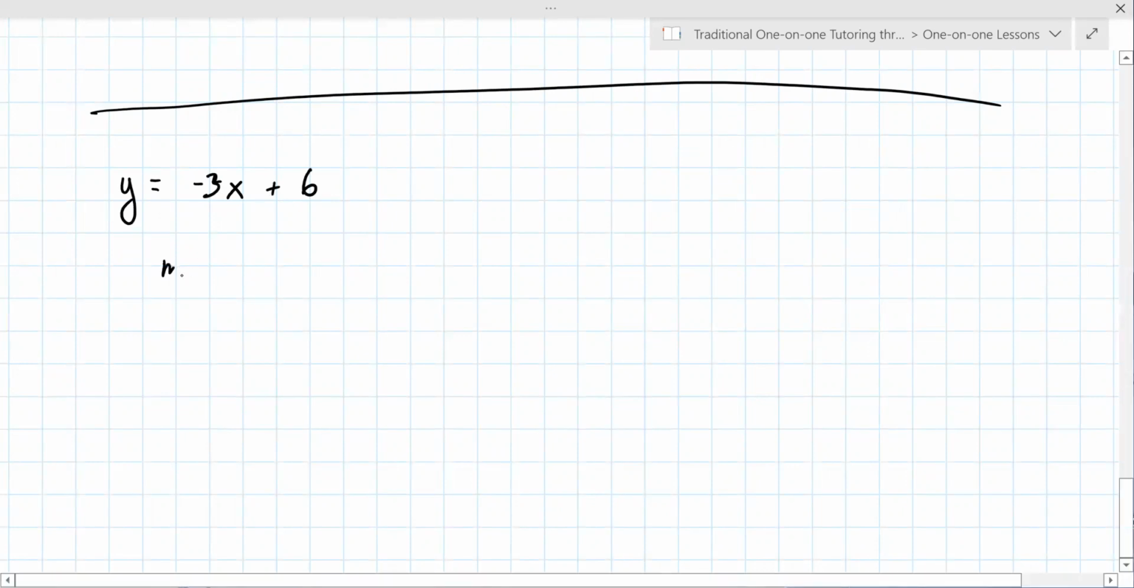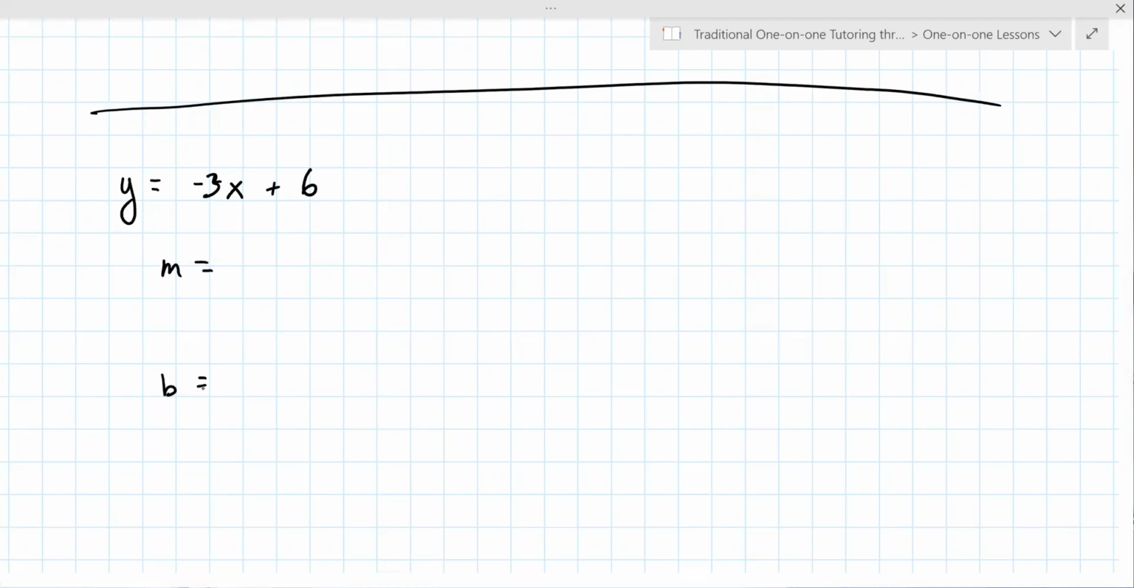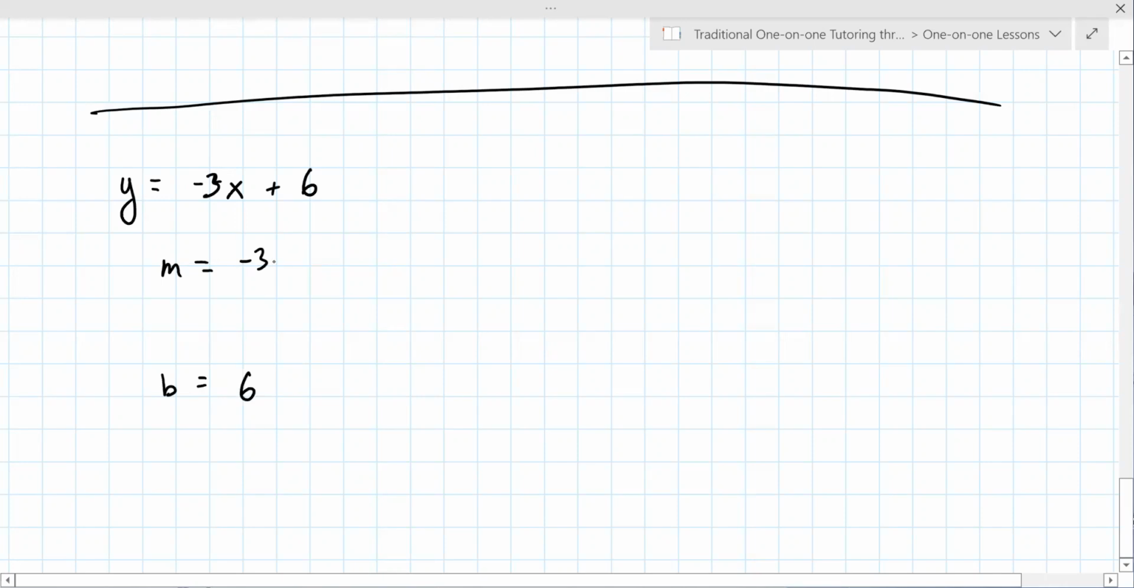What is the slope and what is the b value? What is this? Slope. The slope for mx is -3. Okay, and what about the b value? 6. Now the slope is written as a fraction, so you want to put it divided by 1.